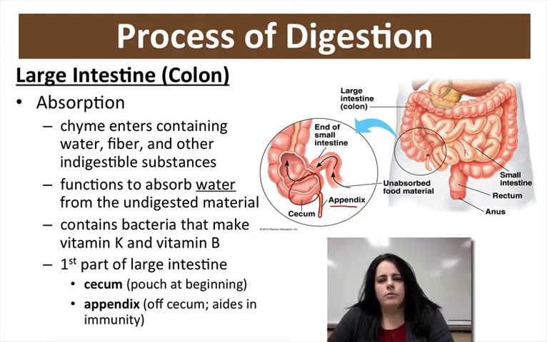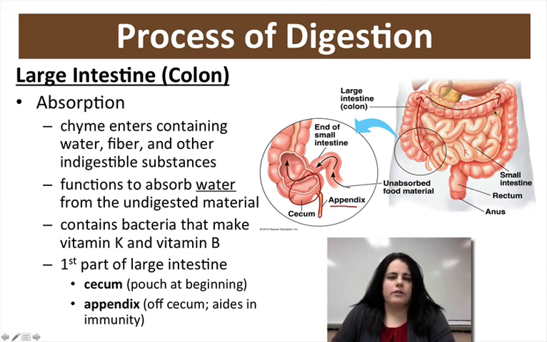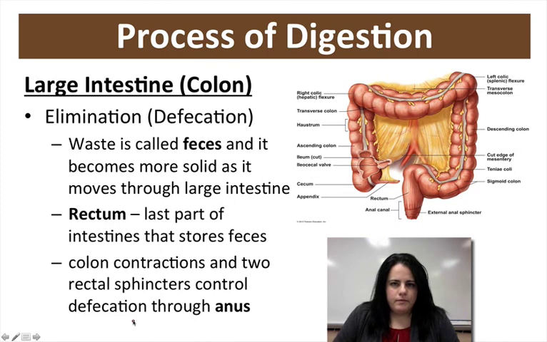Then the colon will start to move up. This is called the ascending colon. Then it moves across. That's called the transverse. Then down. That's called the descending, and then it curves. That's called the sigmoid, and then the rectum and the anus, which is the opening of it.